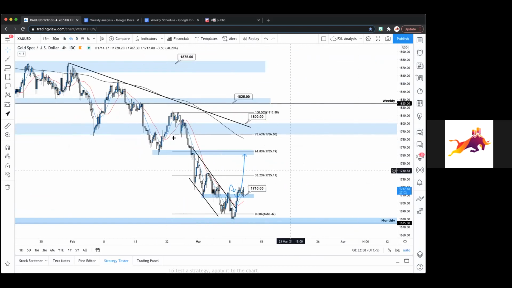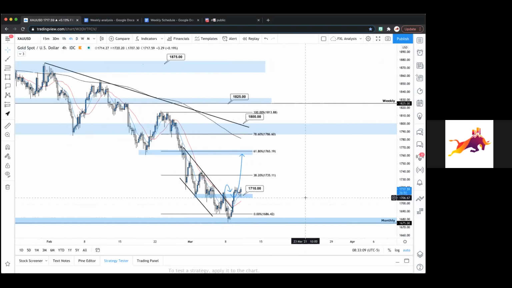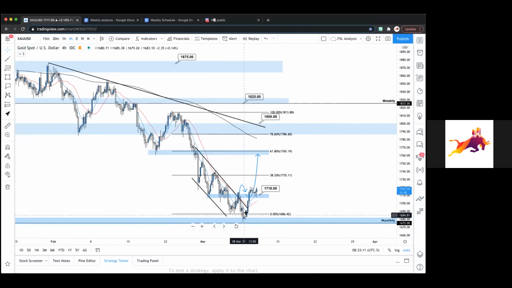Price action dropped pretty much from 1800 down towards our next major level, our monthly support at 1675. From there, we saw a bit of a reaction, which is good. Price action popped up, a nice, strong bullish variation. We crossed the MAs too. And now price action is pretty much sitting at 1710.